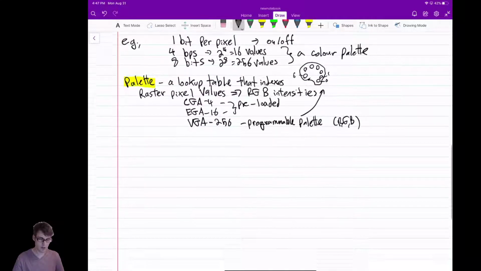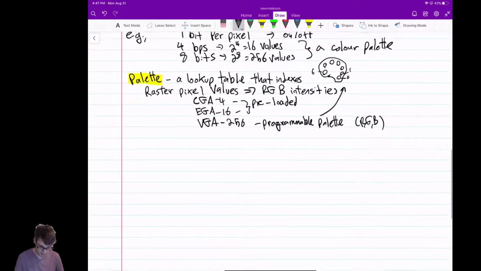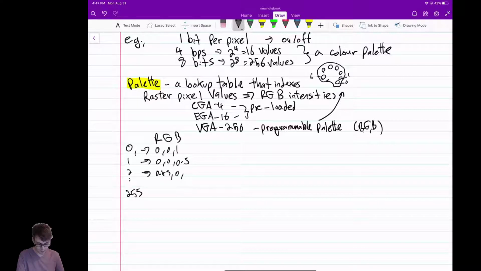Sorry. So my palette might look something like this, where I have 0, 1, 2, all the way down to 255, right? 256 values, and it would point to an R, G, and a B value. So one might be 0, 0, 1, which is blue. This one might be 0, 0, 0.5, which is a different blue. This one might be 0.25, 0, and then 0, which is a little dark red, and so on and so forth. So you could program these palettes.